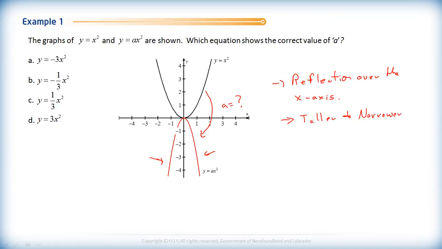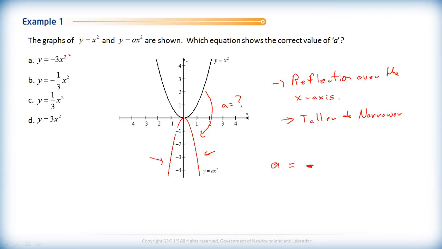So if it's been reflected, what does that tell us about the value of a? Well, upside down, you should remember, it has to be a negative. And if it's taller and narrower, that means the absolute value, or forgetting about the negative for a second, we'd have to have a number that's bigger than 1. So a has to be a negative, and it's got to be a number that's bigger than 1.